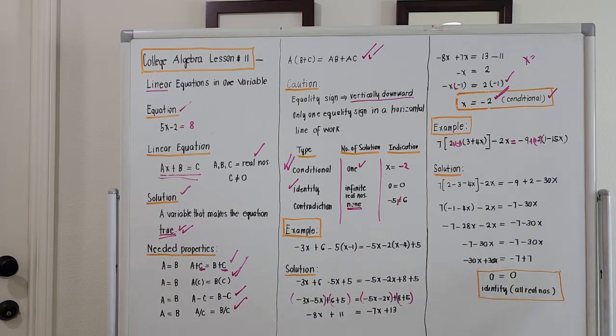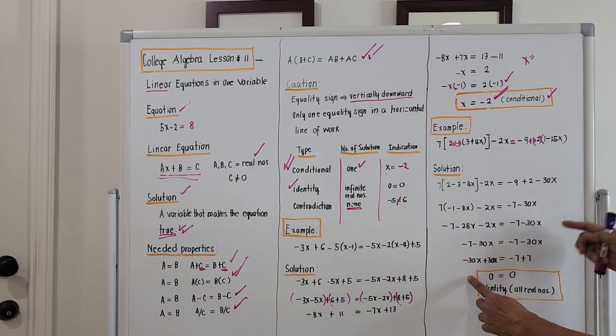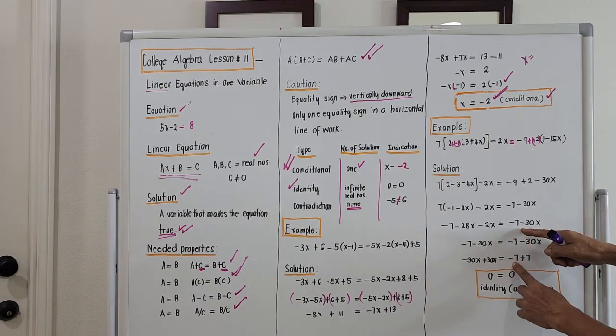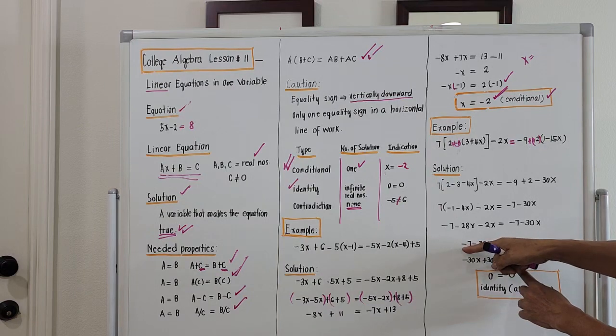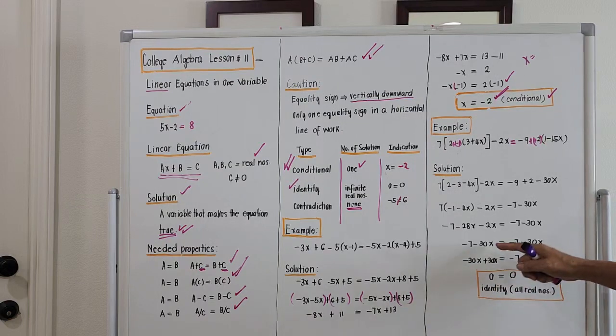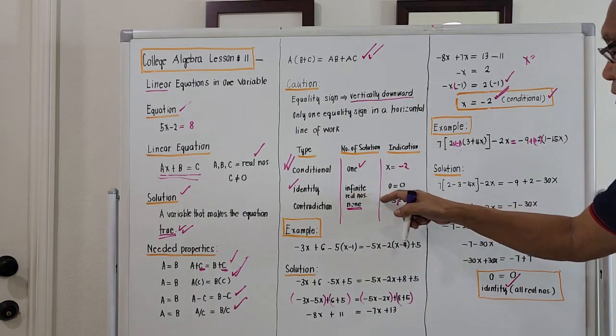Then try to isolate the terms with the unknown. So we will maintain this negative 30x, and transpose the one on the right to the left, so it will now become plus. We will maintain this negative 7, then transpose the negative 7 to the right, so it will now become plus 7. Negative 30x plus 30x is 0. Negative 7 plus 7 is 0. What comes out is actually an identity, and the solution is of infinite solutions.